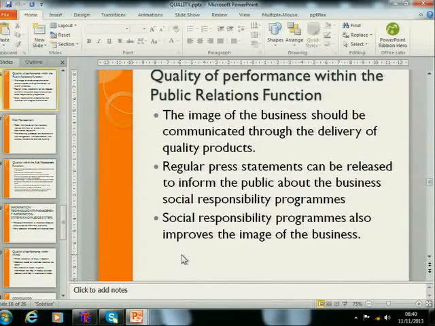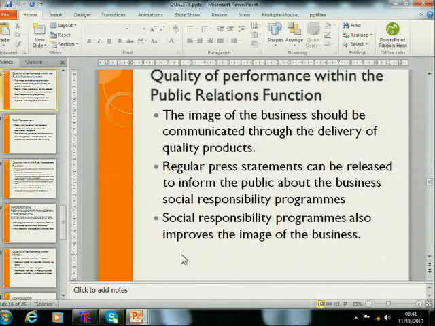Regular press statements can be released to inform the public about the business's social responsibility programs. The minute you go onto the press or the media talking about social responsibility programs, even talking about the products that you produce, talking about the business itself, that is quality, because the minute you are in contact with the outside world, you attract customers or clients to your business.